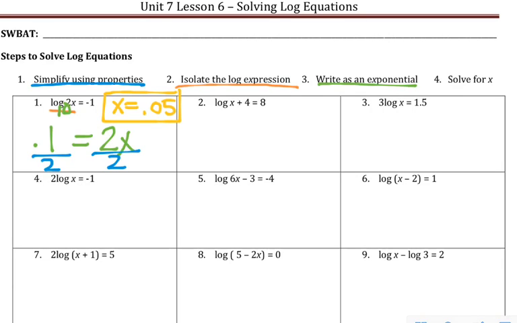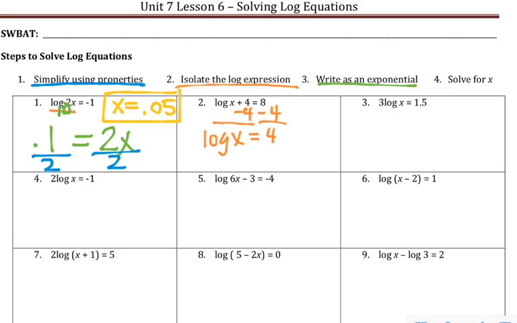All right, in number 2, do I have a bunch of logs in here? Is there one log or lots of logs in number 2? One log, only one log, so I don't need to use any properties. Is there anything on this side of the equation besides the one log? Anything added to or subtracted from or multiplied by? I got a plus 4. How do I ditch the plus 4? Minus 4 on both sides. Some of y'all don't need to write that minus 4 because you know how to do it in your head. But we get log of x equals 4.